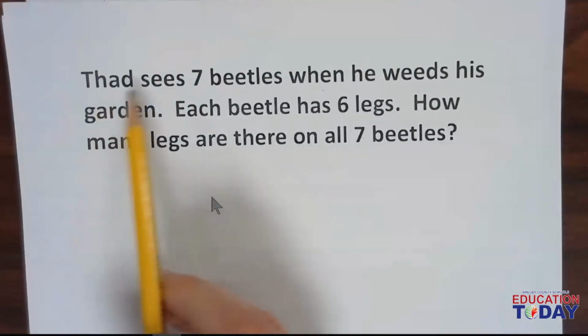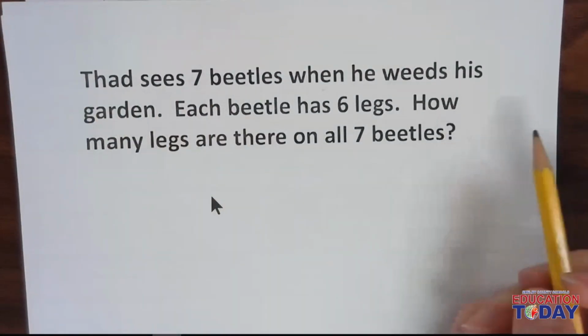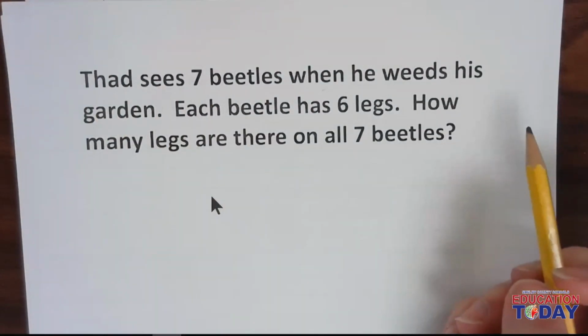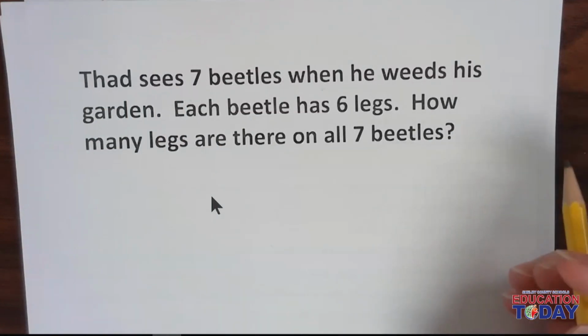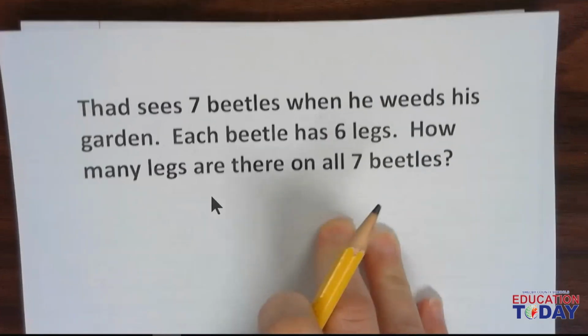So it says, Thad sees 7 beetles when he weeds his garden. Each beetle has 6 legs. How many legs are there on all 7 beetles?